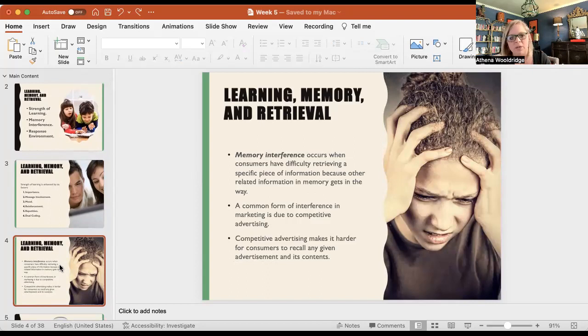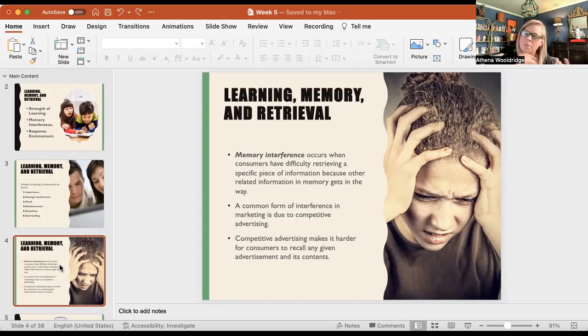So let's talk about memory interference here. When an individual has difficulty retrieving specific information. So sometimes this is confusing because they'll get it confused with other products. That is an unfortunate worst case scenario. We hope that does not happen. And so if a competitor has similar types of product attributes, similar types of positionings, then this interference can happen. And I'm sure you've seen that.